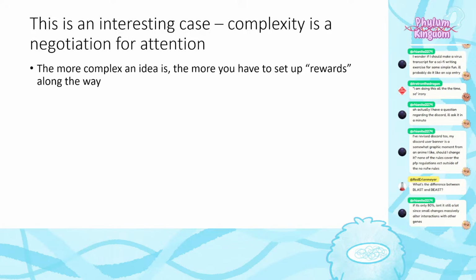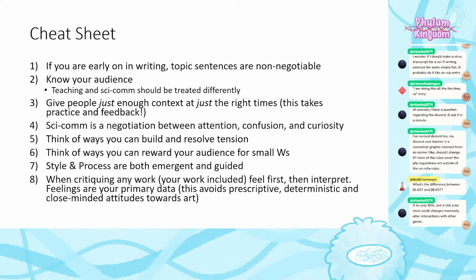Okay, it's an interesting case. Complexity is a negotiation for attention, right? The more complex your ideas are that you want to communicate, the more you have to think about negotiating for your audience's attention. You can't just do it for free all the time. So the more complex an idea is, the more you have to set up rewards along the way. Otherwise, people are going to leave.